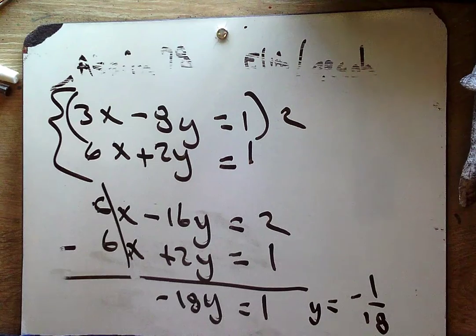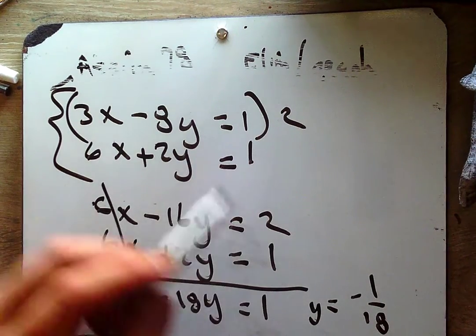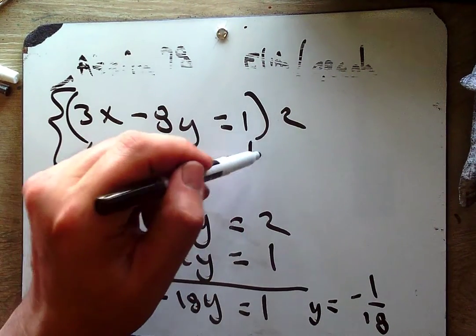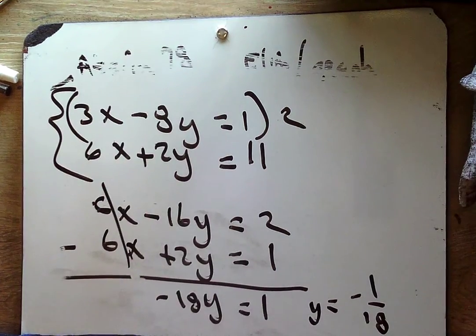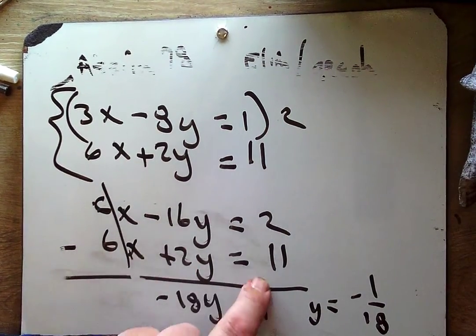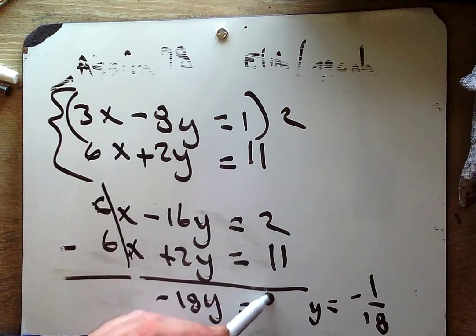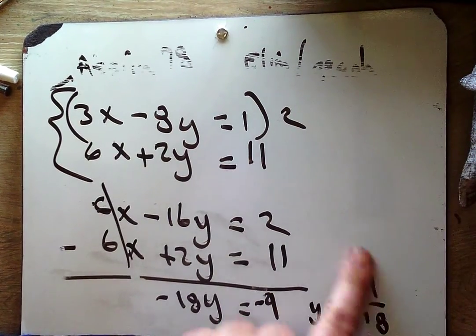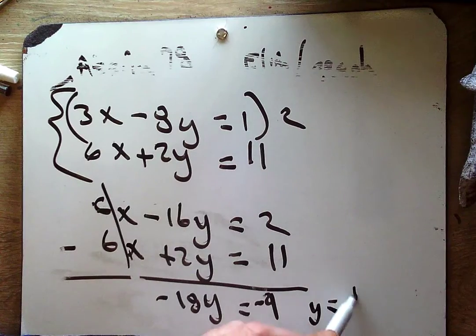Ew, that doesn't seem right. And it's not, because as I go and look back at the original problem, that's an 11. So that's supposed to be an 11. So 2 minus 11 is supposed to be negative 9. And now, oh, that makes a little more sense. I get 1/2. So if y is 1/2, am I done?